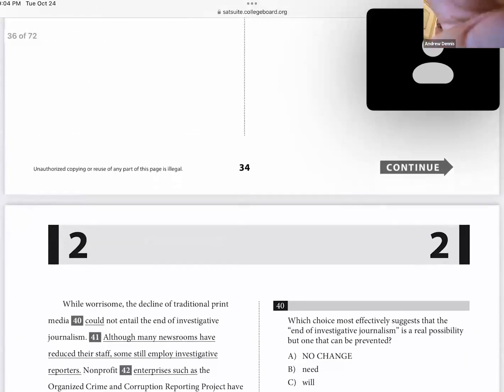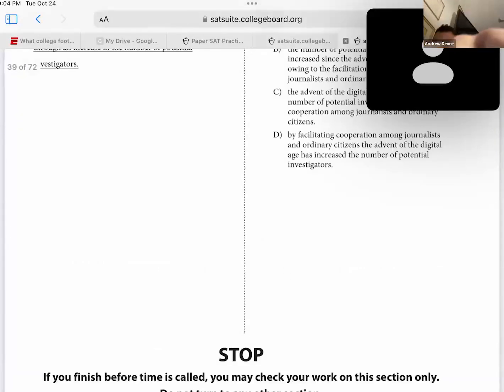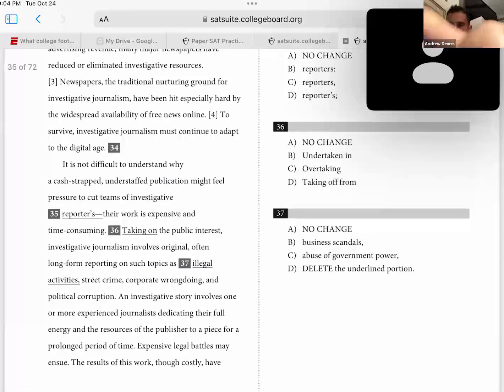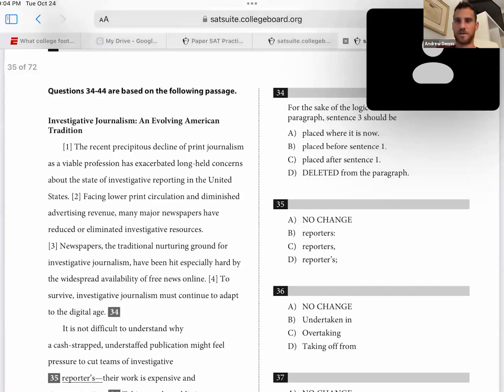Let's see. Yeah. I think, well, are you still out there? Is anyone still out there? Yeah. You want to do the last paragraph, or you want to call it a night? We can do them. Yeah, let's do it.